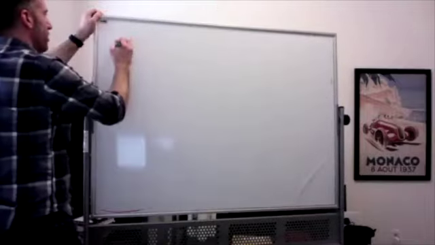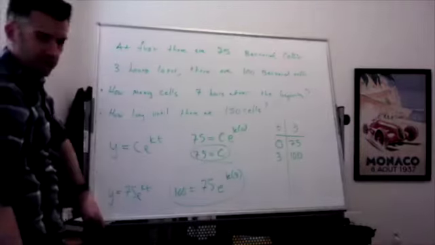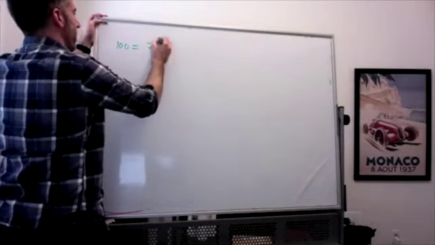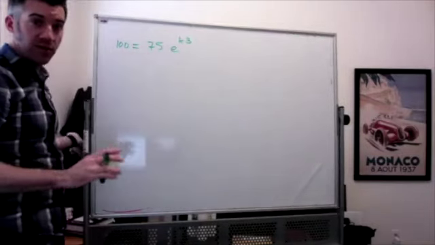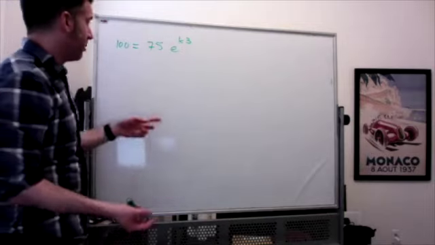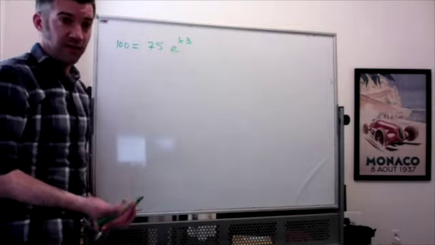So I've got 100, sorry, not 100. No, yeah, 100, right? 100 equals 75 e to the k times 3. If we're trying to solve for something that's in the exponent, we're going to end up using a logarithm usually. But before we can do that, we have to get rid of this coefficient. So we're going to divide both sides by 75.